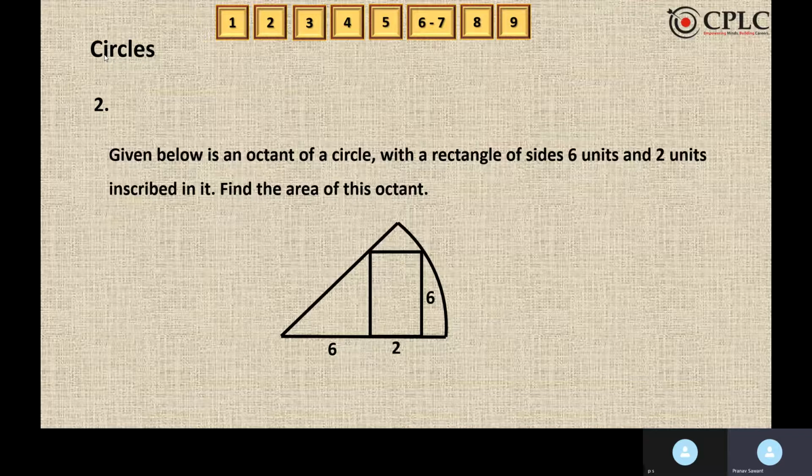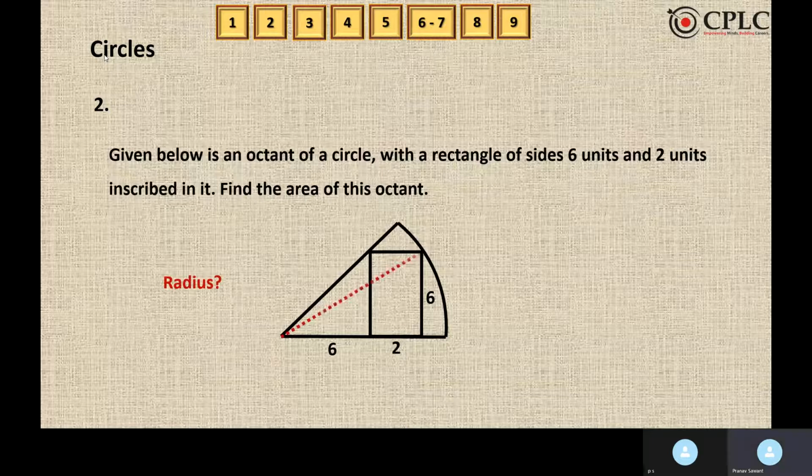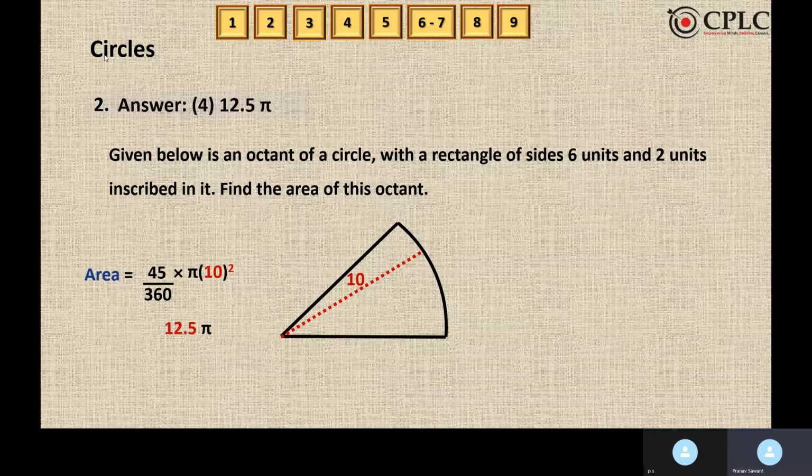Now, it's a right angle triangle that we have. So what we'll do is we'll just construct a line, and this line is going to be the radius. Hence, it's a right angle triangle. So the sides are 6, 8, and the hypotenuse is going to be 10, as it's a Pythagoras triplet. Now, radius is 10, so we can easily find out the area of this octant. So basically, we are finding out area of the sector. So by applying area of the sector formula and substituting the values, we'll get the area as 12.5 pi.